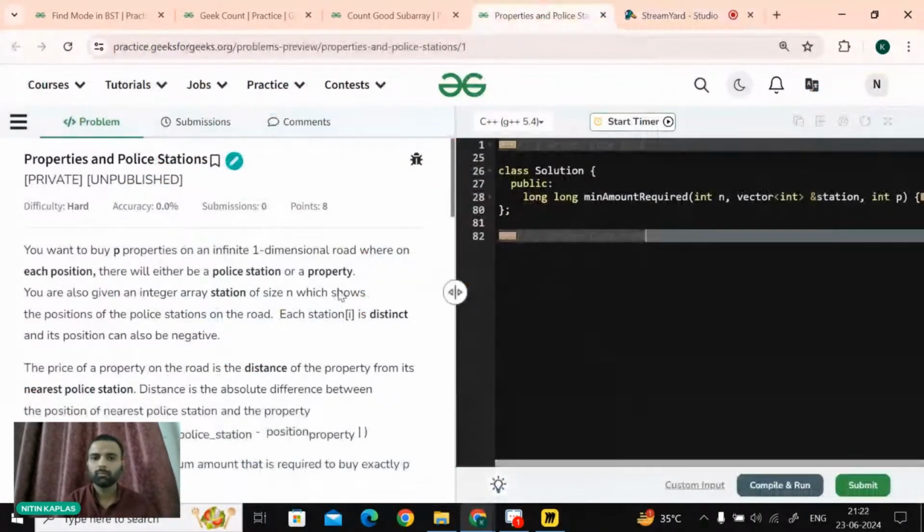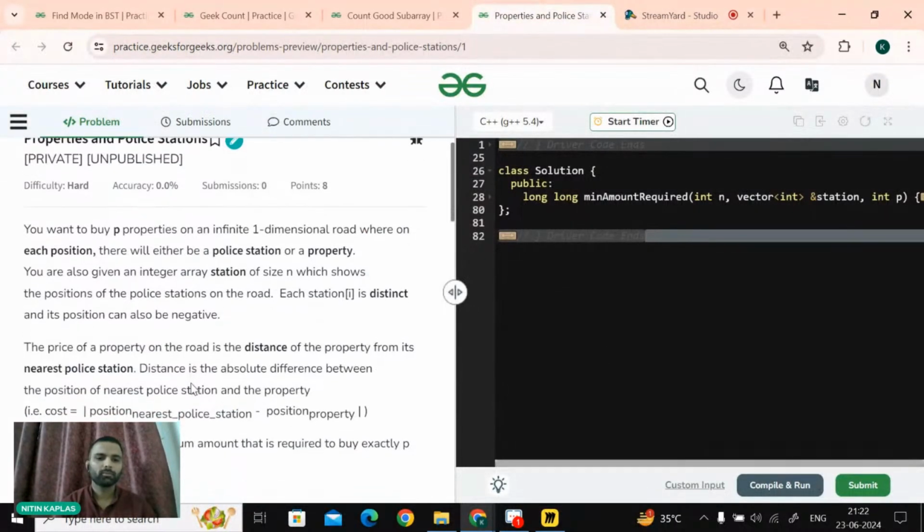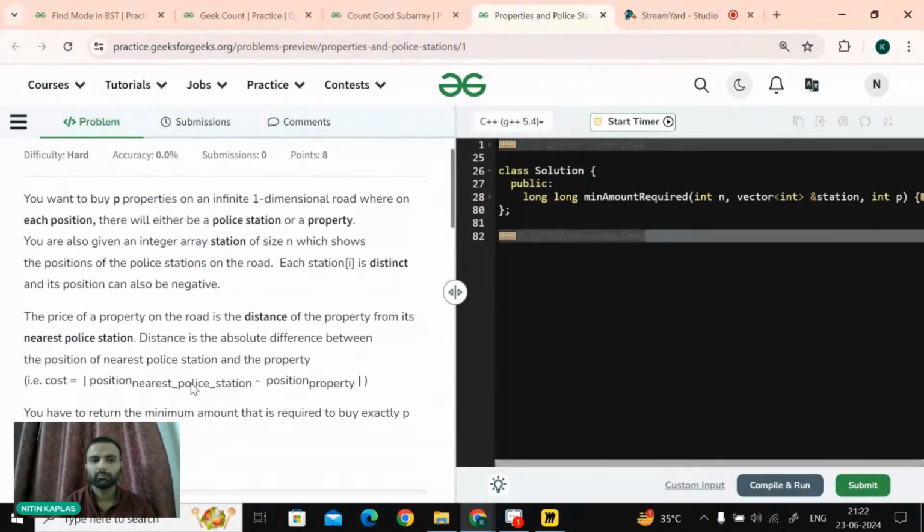It's a bit of a CP problem, so let's understand this. You want to buy P properties, which means you have to buy plots on an infinite one-dimensional road where on each position there will be either a police station or a property which you want. Let's do it step by step.